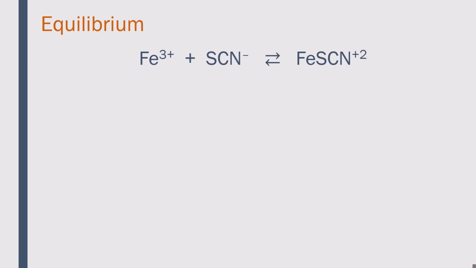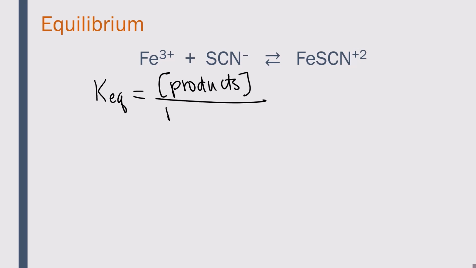Anyway, continuing on, there's going to be an equilibrium where all three species are still present. And to represent that equilibrium, we have a KEQ value. So all of you have already seen K values in your class. And so you know that this is a ratio of products over reactants.